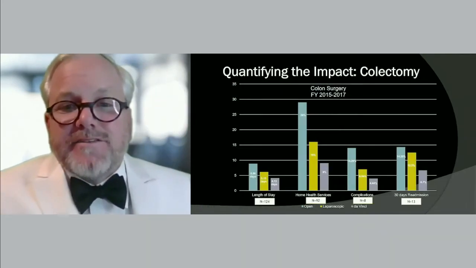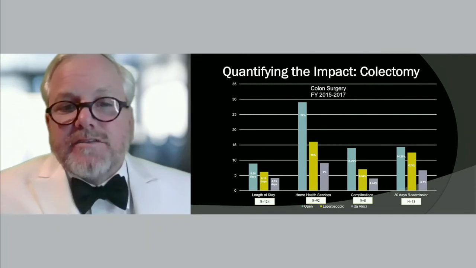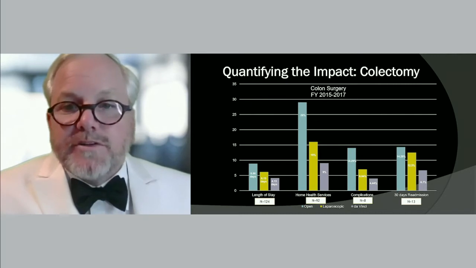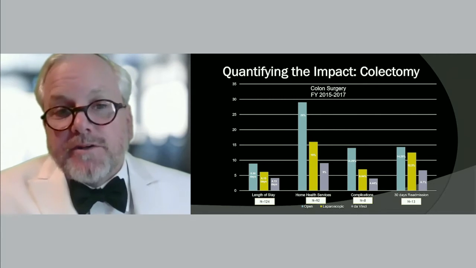Again, this is at my institution, looking at complications, length of stay, home health, all those things, readmission rates. So bluish is the open repair, lap is yellow in the middle, and robot is sort of purpley to the right there. And length of stay, better laparoscopically than open, but even better robotically. This is all colons. Who needs home health service?